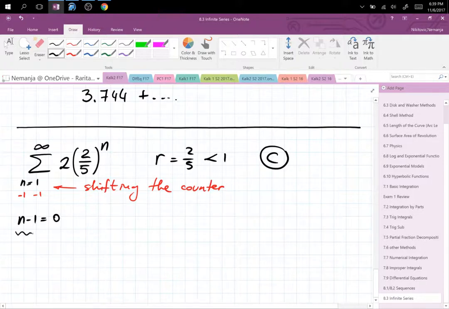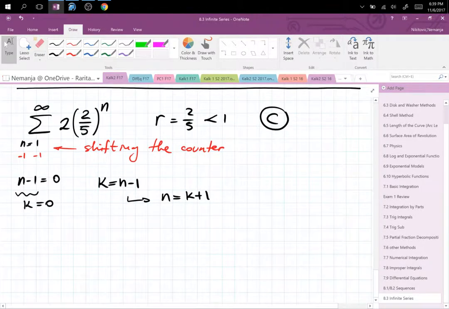And now I can call this k. So what I got from here is that k is equal to n minus 1. That's the substitution. This counter could start at 7, then it will be n minus 7 equals k. Right? You have to reset this back to 0. And from here, n equals k plus 1, because once you substitute for the counter, you have to also substitute for the exponent.